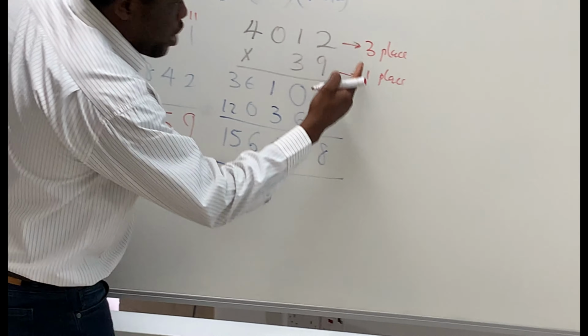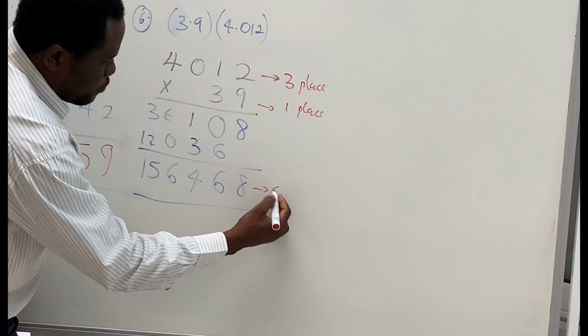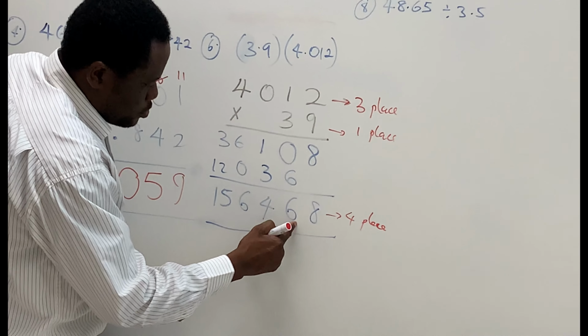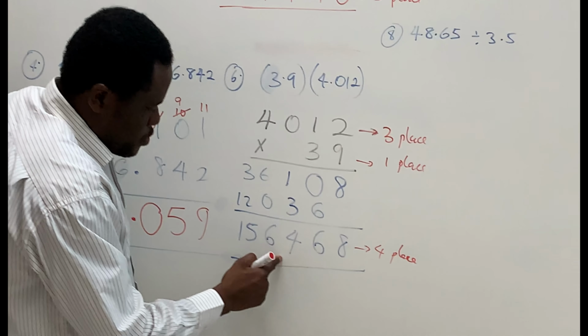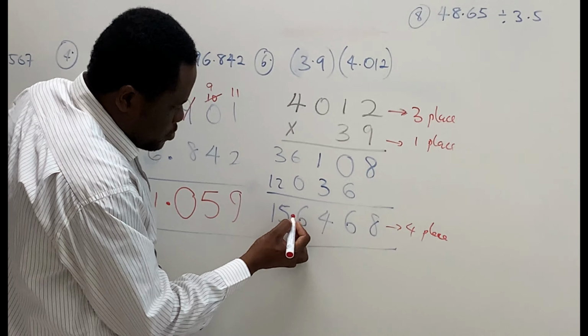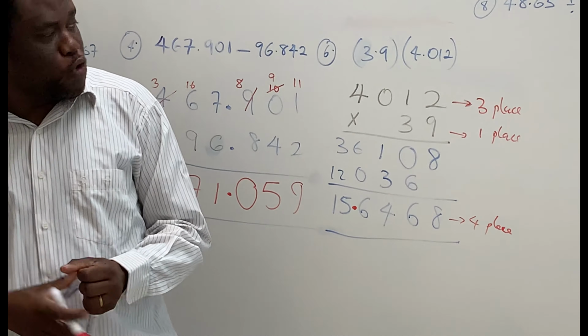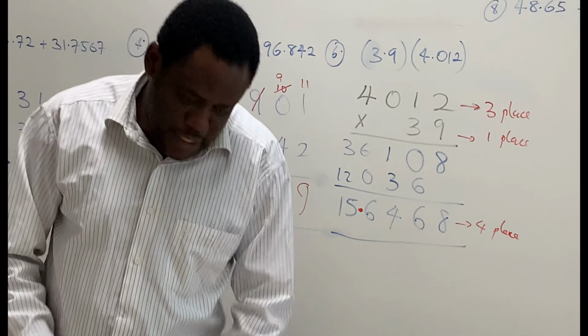Okay. So add your place value. We have 4 place values, which means you have to count 1, 2, 3, 4. So that is our place value. It's good to keep it somewhere and use it later.